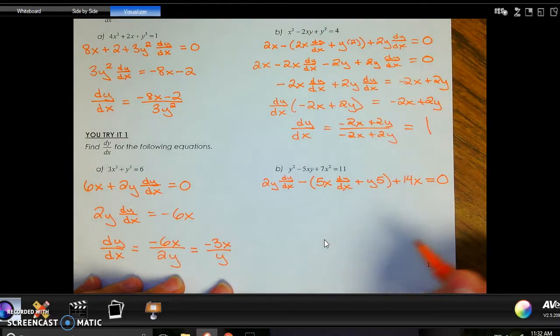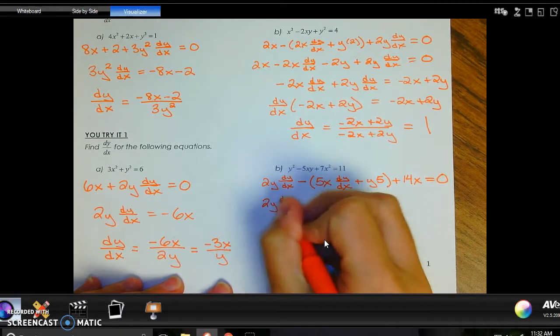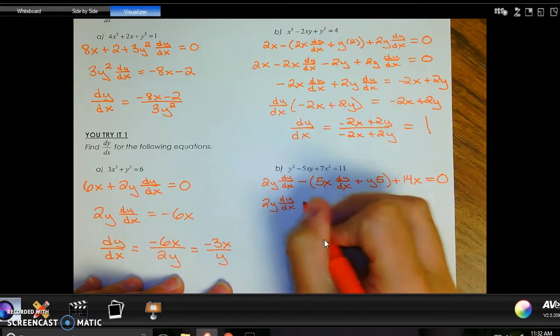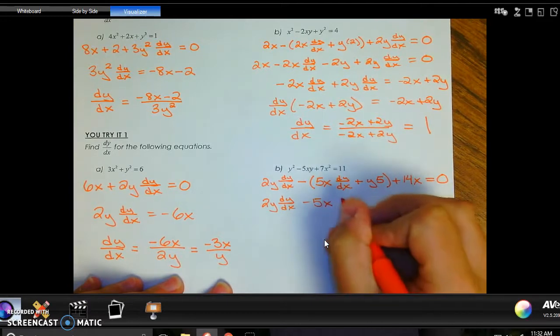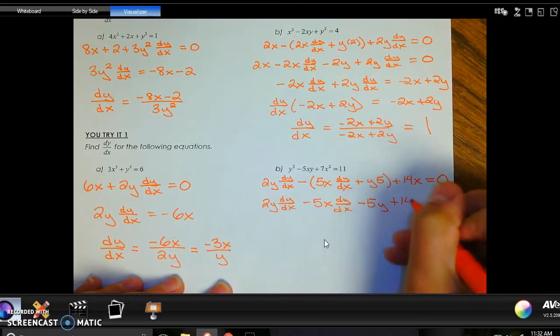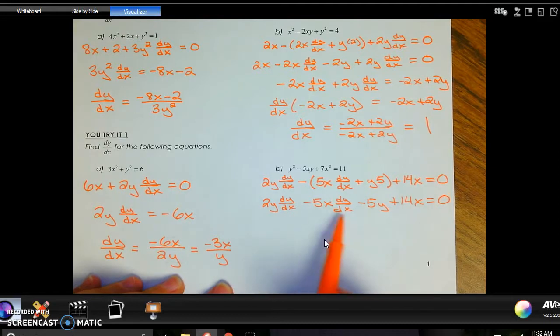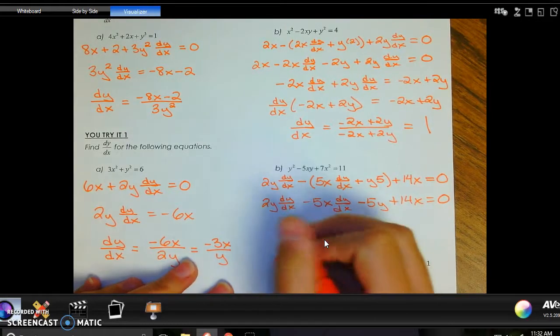Okay, so you can distribute the negative. And that becomes negative 5y plus 14x equals 0. And all right, so here my dy dx's are here. I'm going to move these two to the right-hand side of the equal sign, and I'm going to factor out this dy dx all in one step.